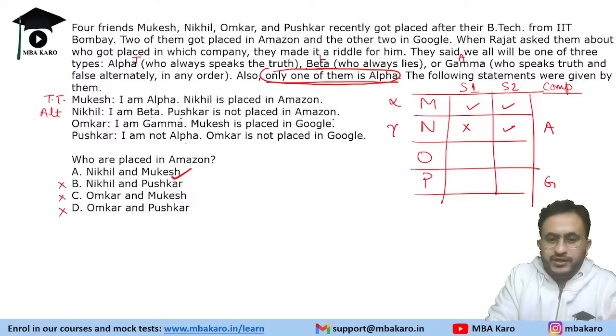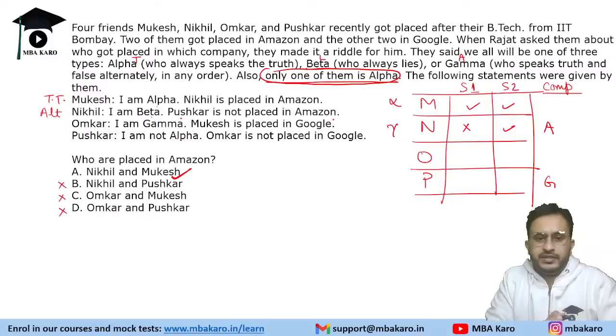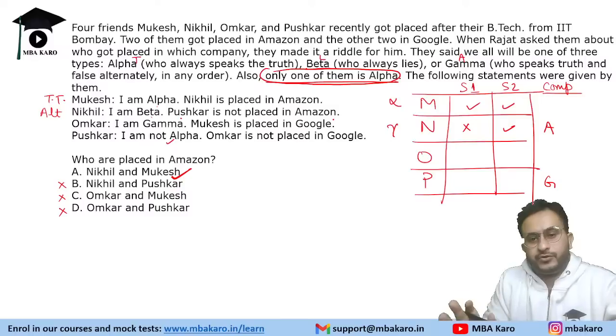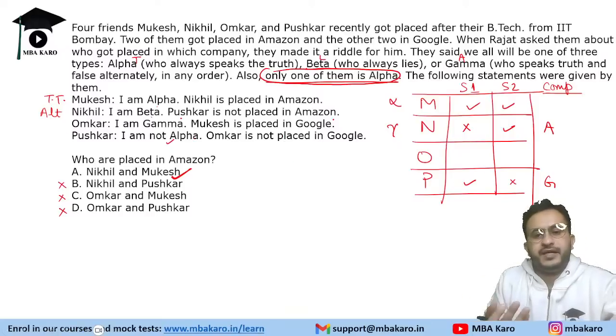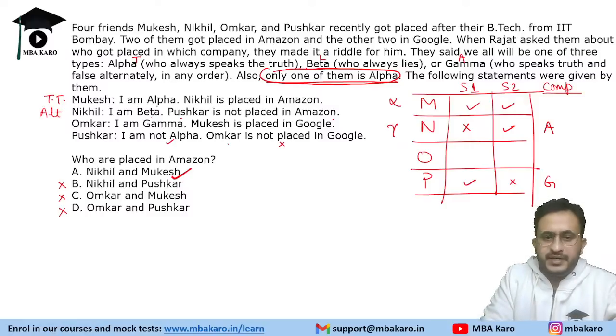Pushkar says I am not alpha. Okay, so definitely this statement is false. No, it can be true also. He is not alpha, so it has to be true because Pushkar says I am not alpha. Okay, and we know Pushkar is not alpha, so it has to be true. Now Pushkar's first statement is true, so definitely the second has to be false because we are given that only one is truth teller. So the second statement has to be false. So again, Pushkar is also an alternator.